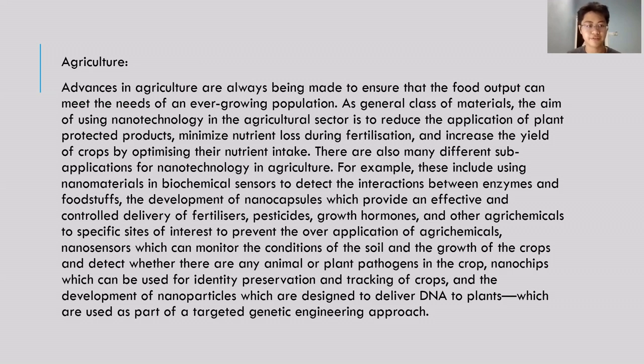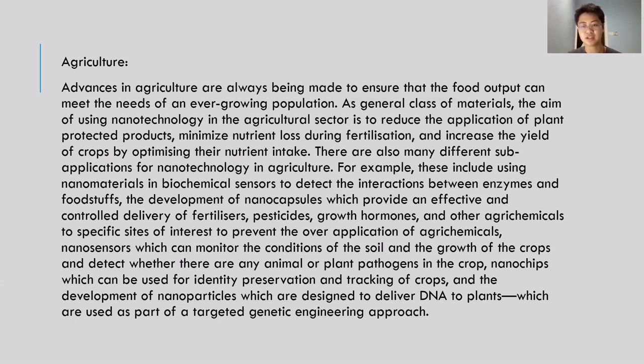So finally, for agriculture, advances in agriculture are always being made to ensure that the food output can meet the needs of an ever-growing population. As general class of materials, the aim of using nanotechnology in the agricultural sector is to reduce the application of plant protected by products, minimize nutrient loss during fertilization, and increase the yield of crops by optimizing their nutrient intake. There are also many different sub-applications for nanotechnology in agriculture.